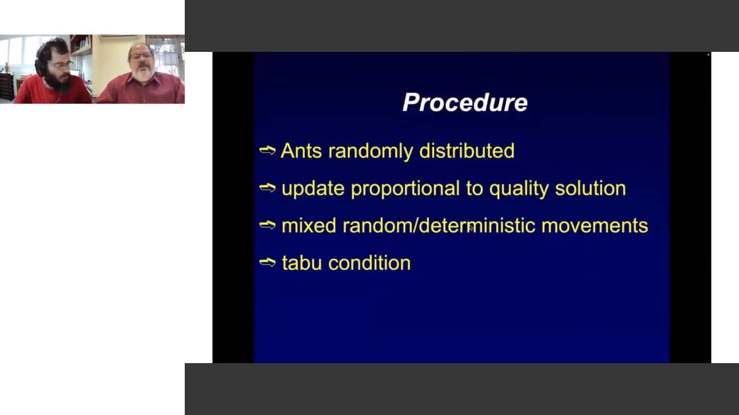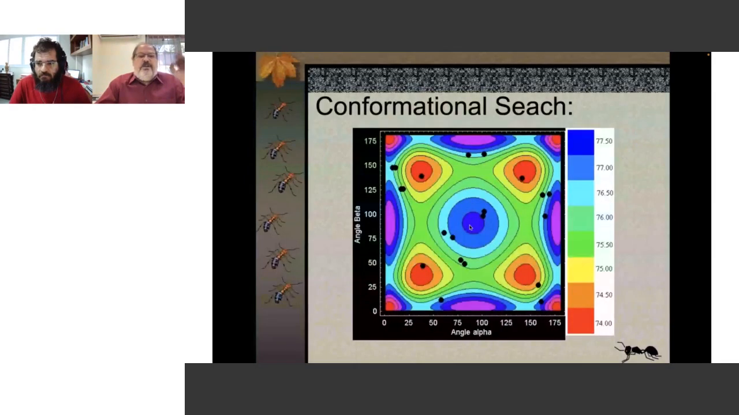I randomly distribute my ants in this space of possible solutions. After some runs, I update the trails proportional to the quality of the solution, and I can mix in random, indeterminate movement. And I can use a taboo condition to save computer time, so that each point cannot be visited twice. So okay, these are the results.